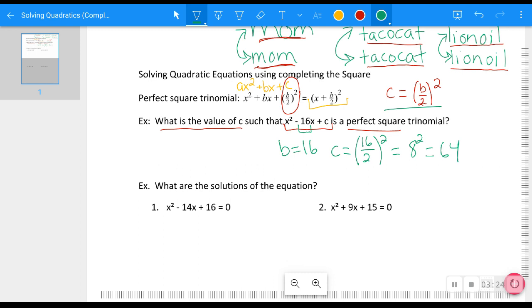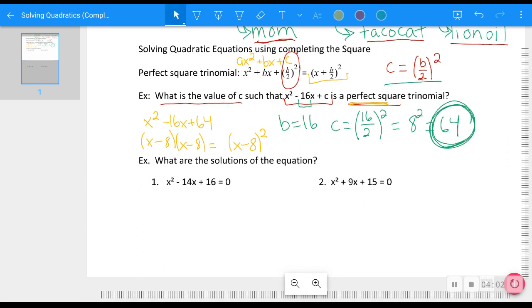So now our new equation is going to be x squared minus 16x plus 64. And if we factor that, it'll come out to be x minus 8 times x minus 8, which we can rewrite as x minus 8 squared. And that was our end goal. We wanted to make it a perfect square. So our c value right here that we found is 64. That was our magic number.